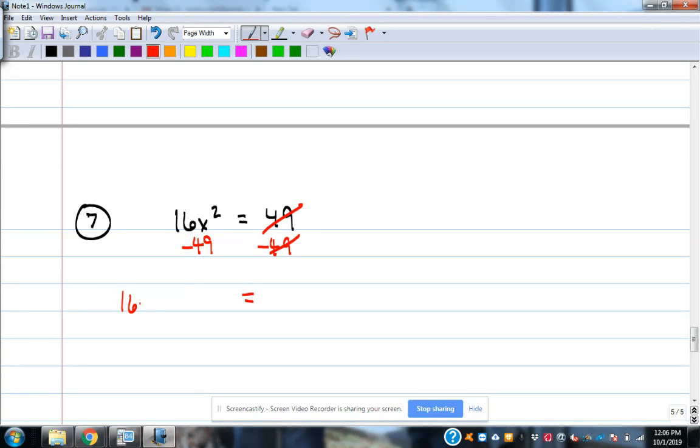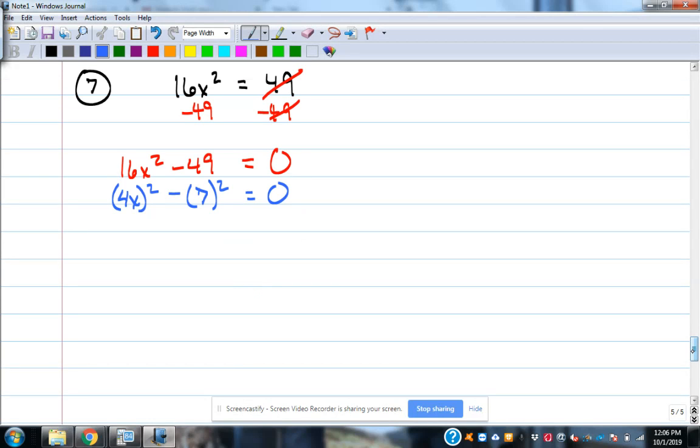So 16x squared minus 49, that's got two terms on it, right? Minus sign in the middle, so that makes us think this is a difference of squares. So that means I should be able to rewrite it like this, if it will factor. What squared gets me 16? 4, and then because it's got x squared, it needs an x as well. What squared gets me 49? 7. Okay, so since I could rewrite it that way, that means my factors are what?